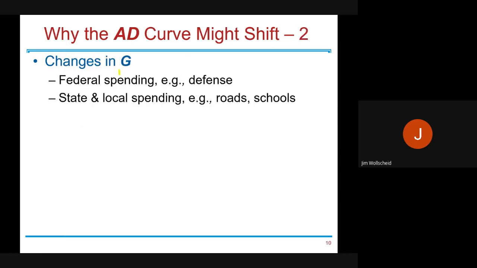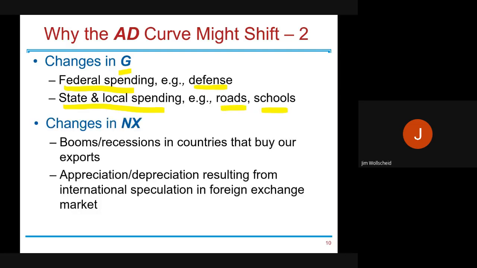Next one, change in G. Pretty much anything where the government is buying stuff. Defense, roads, schools, all of those count as a change in G. Change in net exports. What causes net exports for a country to change? How well other countries are doing. If other countries are booming, that's going to increase net exports, right? Because they're going to buy more of our stuff. If other countries are in recessions, that's going to cause a decrease in net exports.